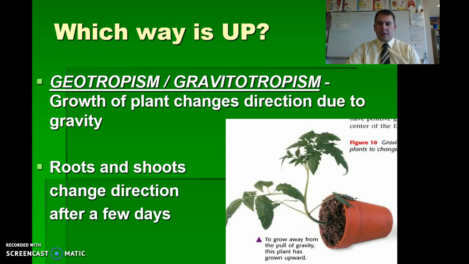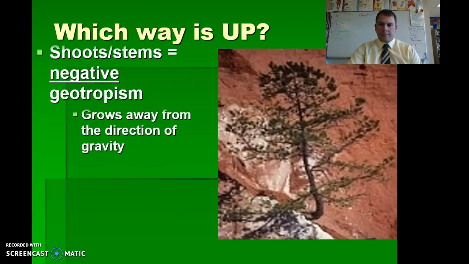You will notice this flower pot has been knocked over and the plant has changed direction due to the growth. What happens is the shoots and the stems have negative geotropism or gravitotropism, where the plants grow away or in the opposite direction of gravity. Here's a picture I took in the Grand Canyon of a tree that grew out of the side of the canyon wall and then upward.